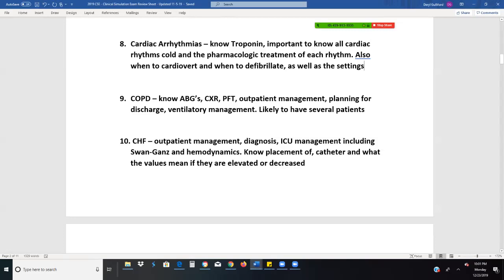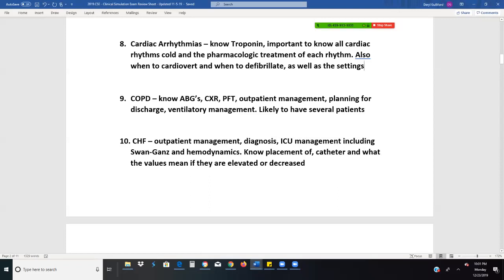We defibrillate just two rhythms. They're called the shockable rhythms, and they are ventricular fibrillation and ventricular tachycardia without a pulse. Other rhythms get cardioverted, like maybe a supraventricular tachycardia or a VTAC with a pulse, but very important to know that for the test.